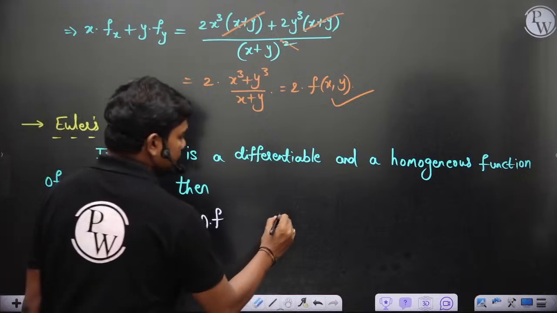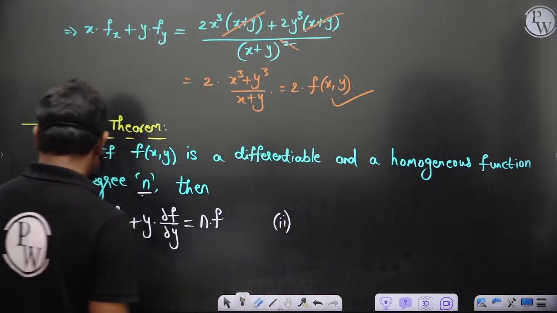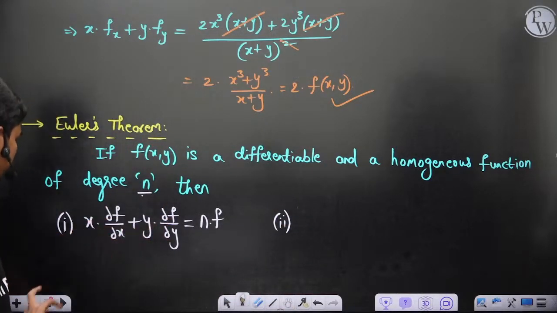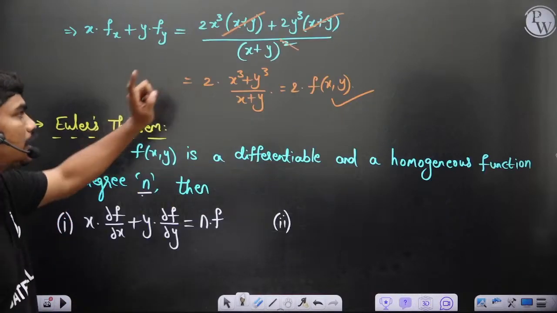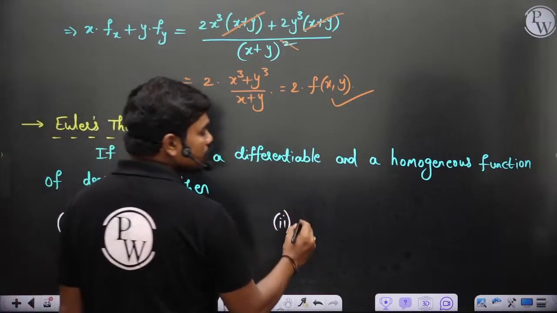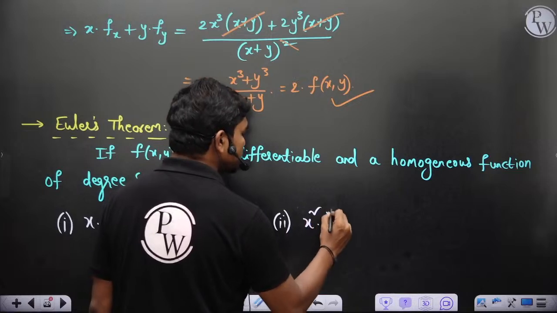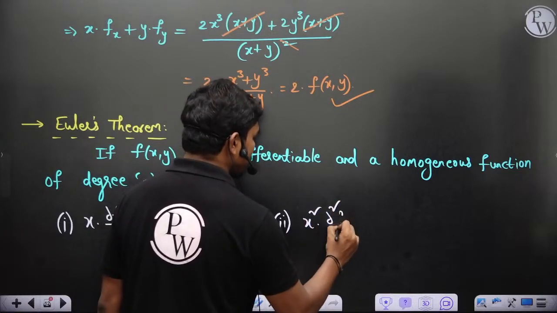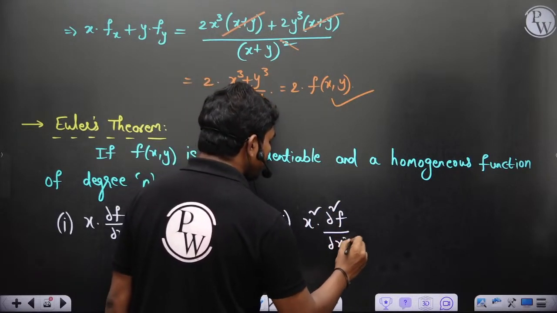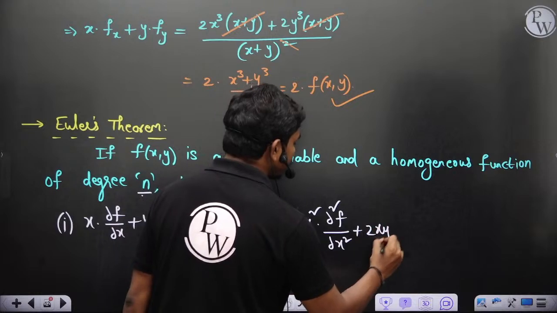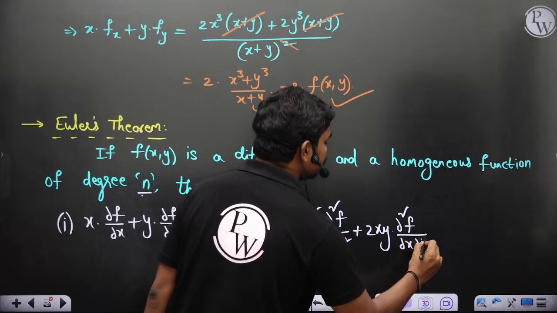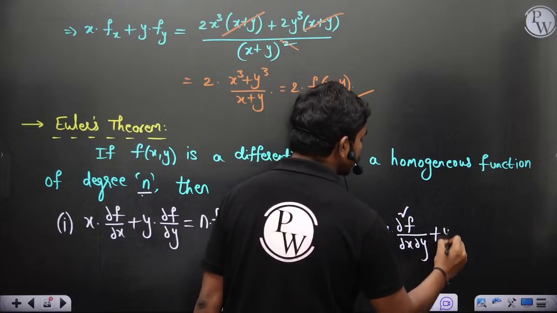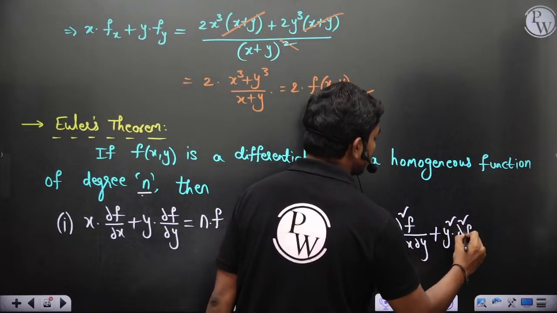The second point is, in this case when I asked you to calculate this, you had to do this much calculation and finally you got this value as 2f. Let's suppose I ask you for x square times dou square f by dou x square plus 2xy times dou square f by dou x dou y, or dou y dou x, doesn't matter, it's the same, plus y square times dou square f by dou y square.